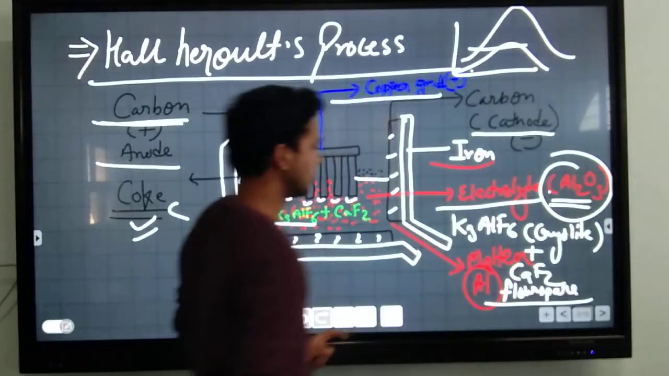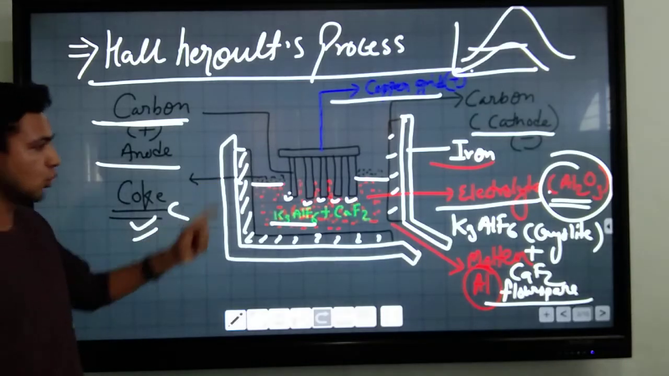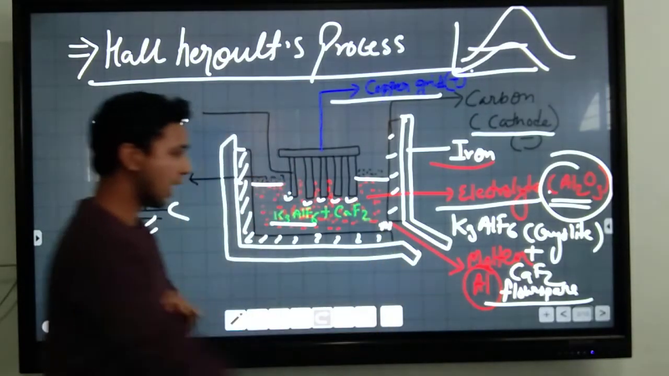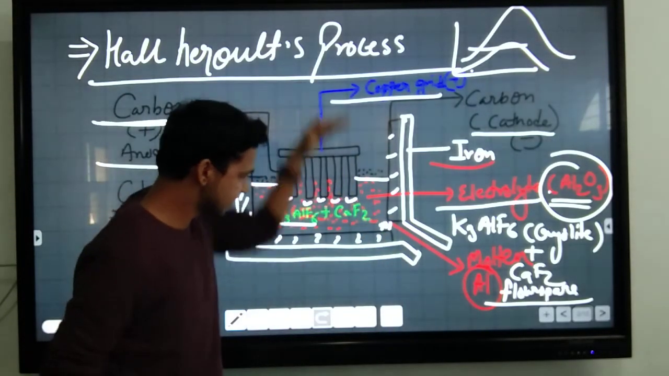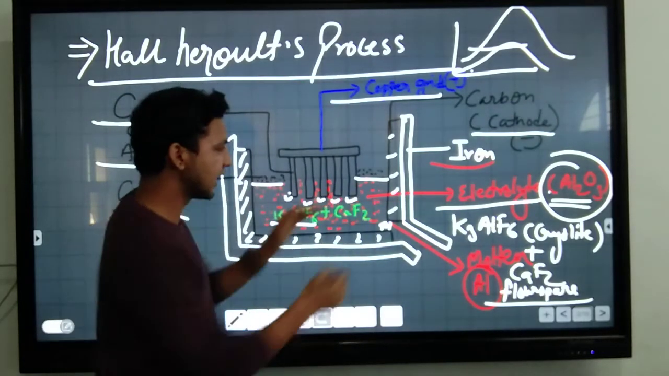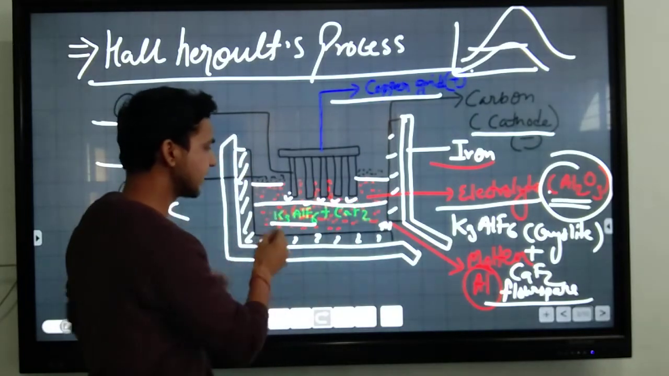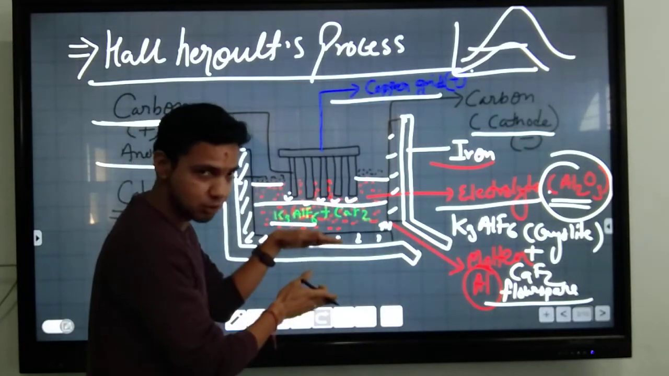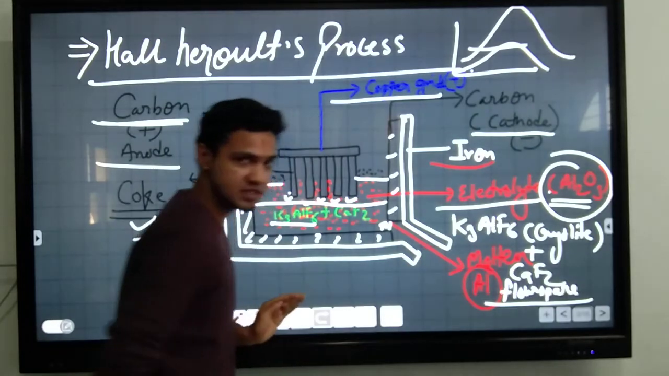So see, again we go to the diagram. We are getting the aluminium, and the metal is heavier in nature, so it settles down, and the electrolyte is lighter. So the electrolyte floats on the upper side and the metal settles on the lower side. So the metal comes out with the help of this outlet.